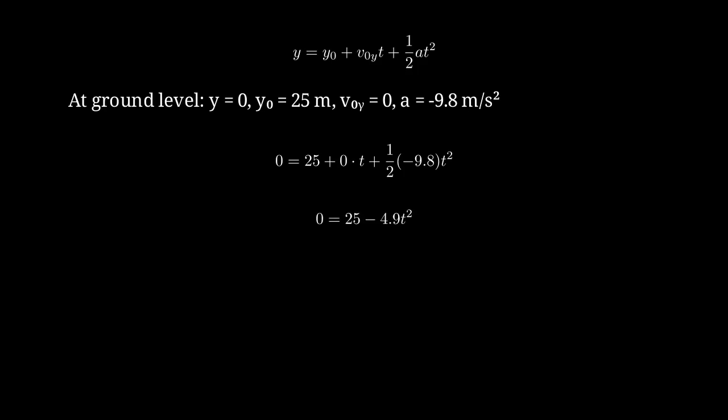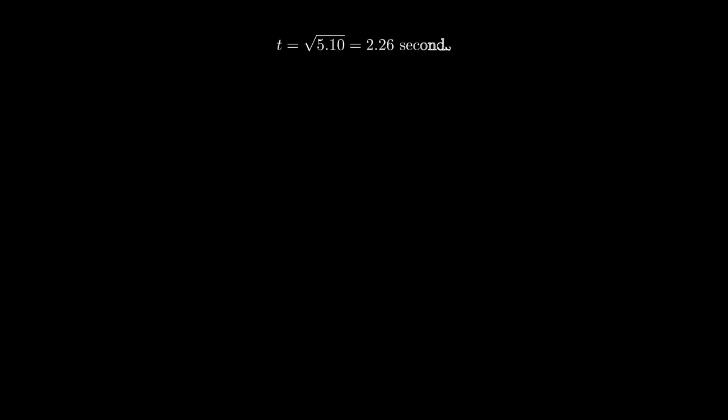This simplifies to 0 equals 25 minus 4.9 t squared. Rearranging, we get 4.9 t squared equals 25. Dividing both sides by 4.9, we get t squared equals 25 over 4.9, which is 5.10. Taking the square root, we get t equals 2.26 seconds. So the rock takes approximately 2.26 seconds to hit the ground.